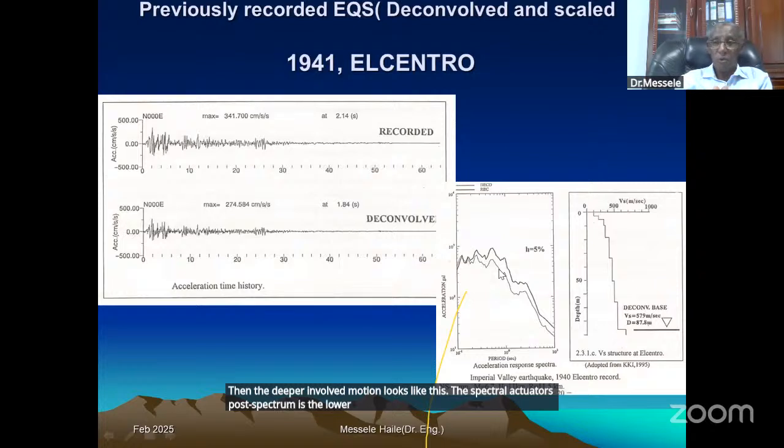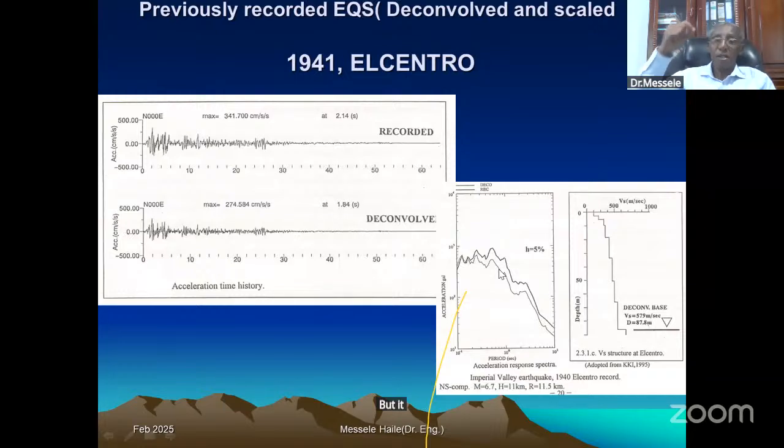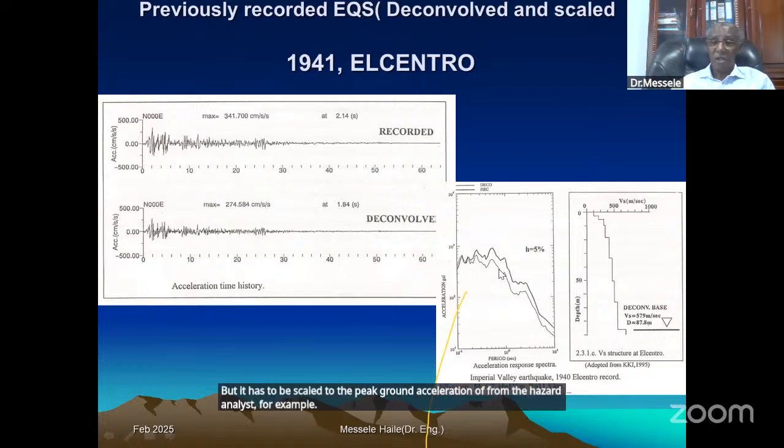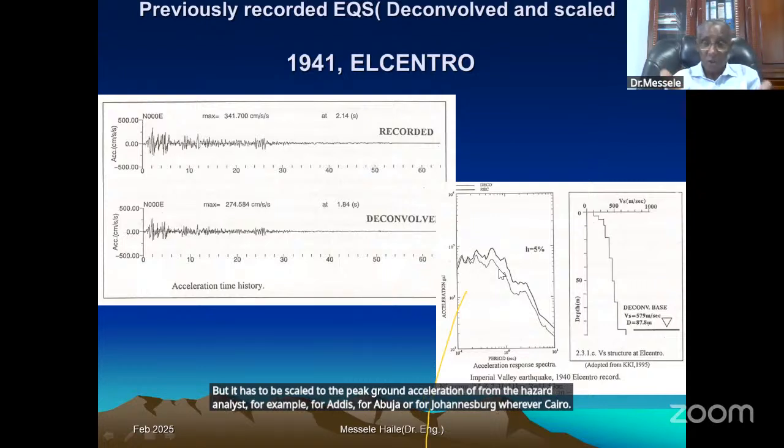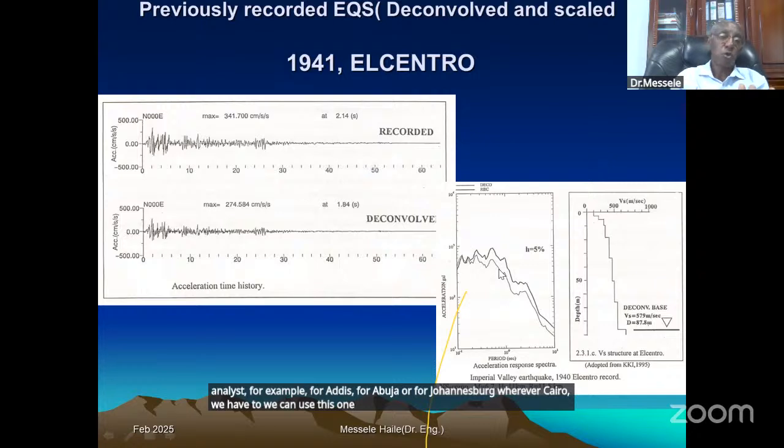So this could be used at another place. But it has to be scaled to the peak ground acceleration from the hazard analysis, for example for Addis, for Abuja, or for Johannesburg, wherever, Cairo. We can use this one. It represents a short period.